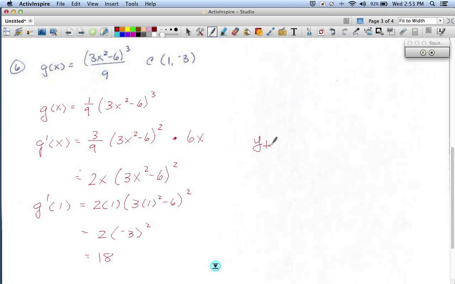So y tangent minus -3, right, -3, equals m times x minus 1. So y tangent is 18x. That's a minus 18. I'm going to subtract 3 here, so that's a minus 21.